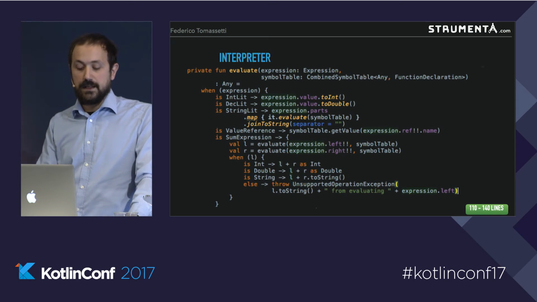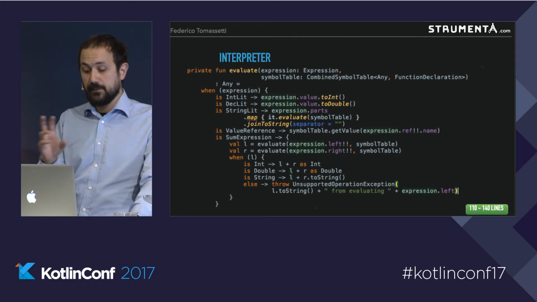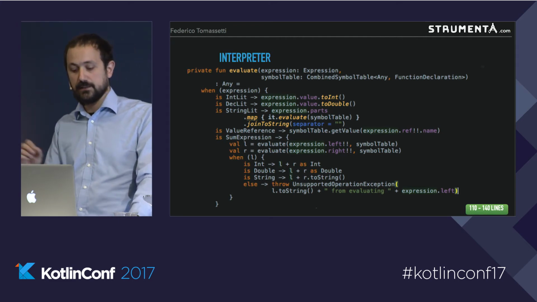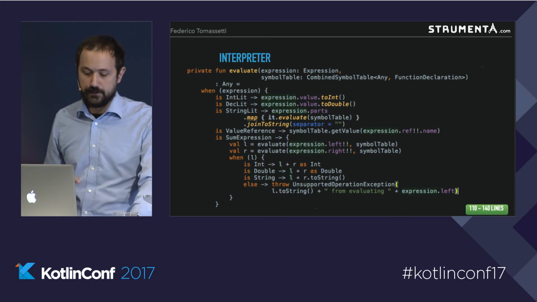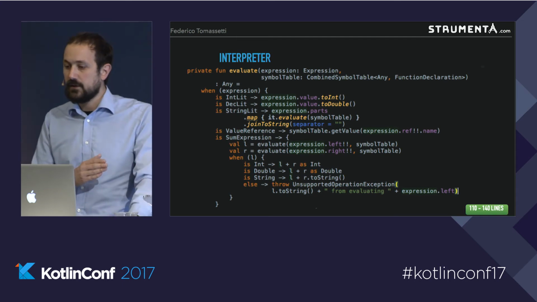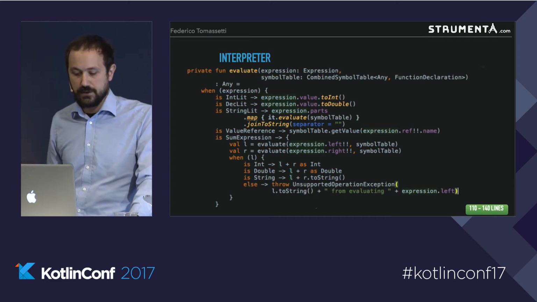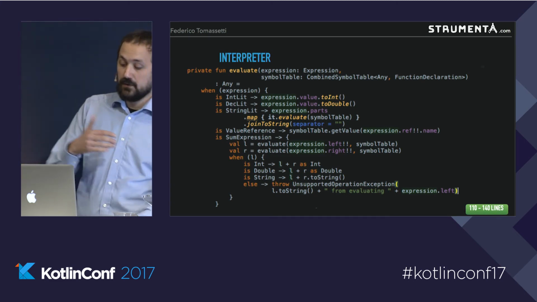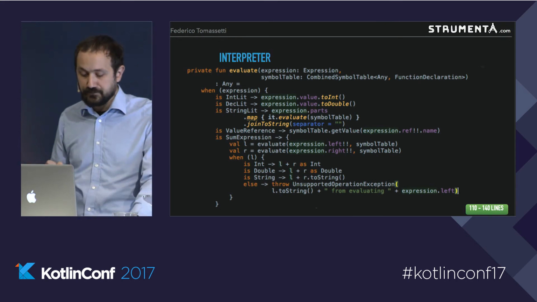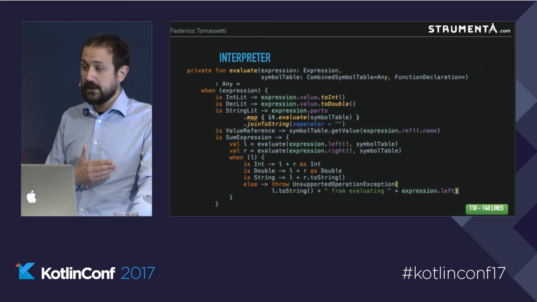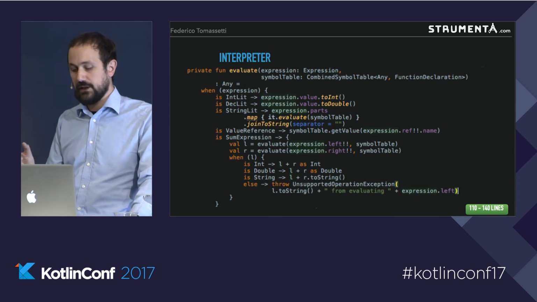Well, if I have something like a sum expression, things are a bit more complicated because I need to evaluate the different portions, the left expression and the right expression, and then I need to do something different depending on the type of the left expression. So if on the left I encounter an int, I expect also on the right to have an int, and I want to perform an addition of integers. While if on the left I encounter a double value, on the right I also expect a double value, and I will sum these two double values. If on the left I encounter a string, no matter what I have on the right, I will convert it into a string, and then I will have a string concatenation.